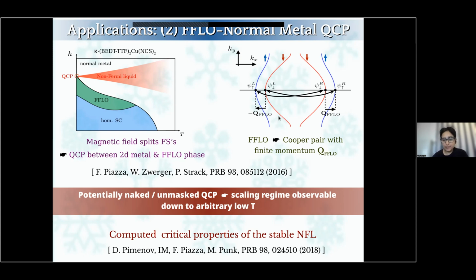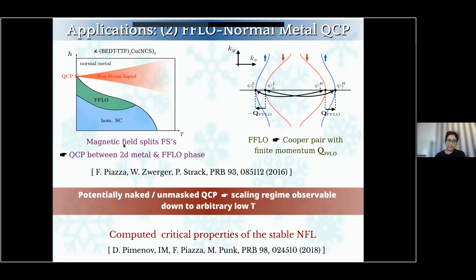Now, let me remind you what I mean by FFLO Cooper pairing or the FFLO superconducting phase. For a normal superconductor, we know that the Cooper pair has zero momentum because the electrons that are pairing have plus k and minus k momentum, equal and opposite momentum. But for an FFLO phase, there is Cooper pairing with finite momentum, which is equal to Q FFLO. From this diagram, we see that this electron is pairing with another one, and that electron is pairing with another one, and there is a net momentum for each pairing.